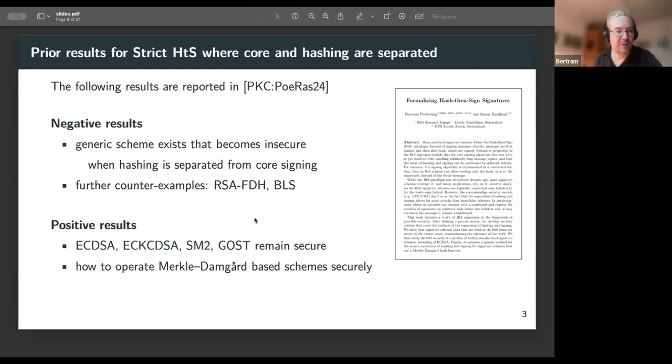That is by the same authors as the current paper, and this was presented at PKC this year. This paper, the PKC paper, looked only at the strict separation, that is, first hashing and then the core, and not the interactive setting. And the negative results of that paper were that there are signature schemes that become insecure if you separate the hashing from the signing. Examples for such insecure schemes would be RSA and BLS signatures.